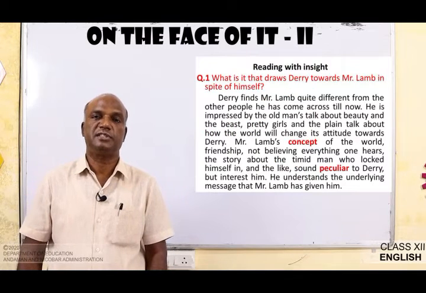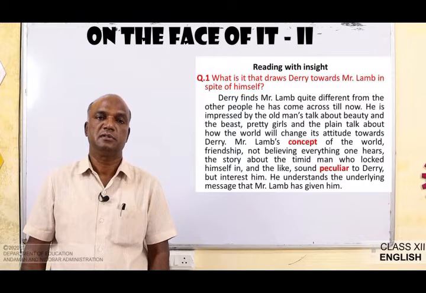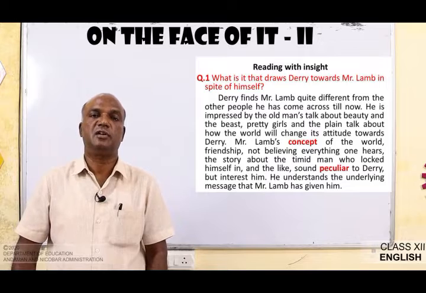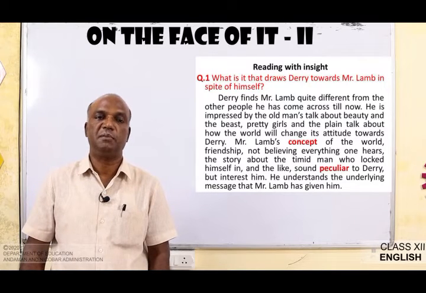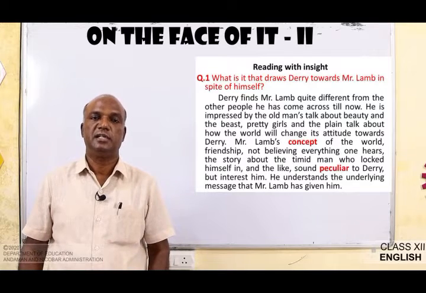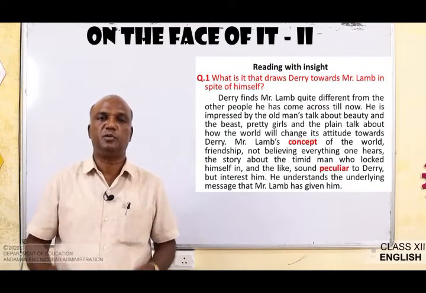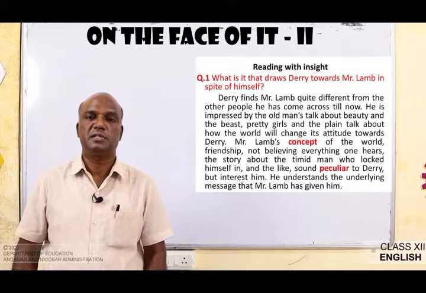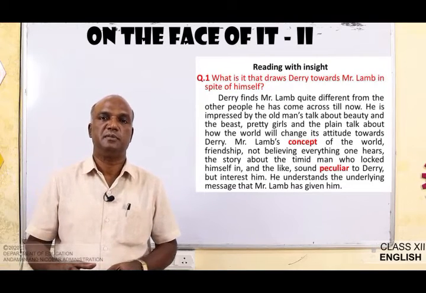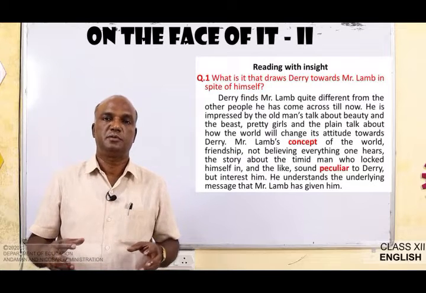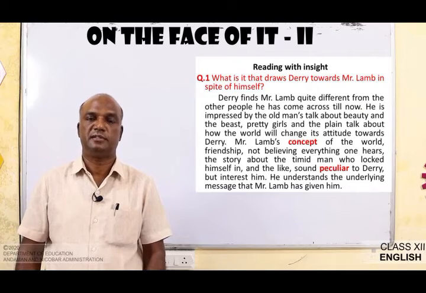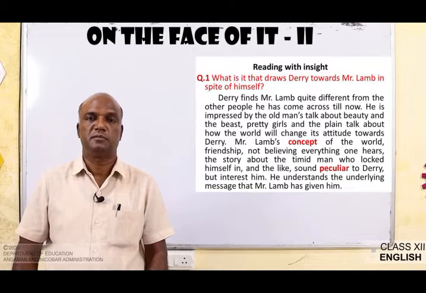Now, terminal questions are there. The first question is, what is it that draws Derry towards Mr. Lamb in spite of himself? The meaning of the question is, he wasn't attracted toward Mr. Lamb, but something was there that attracted him to go close to Mr. Lamb. What is that? That's what we have to answer.